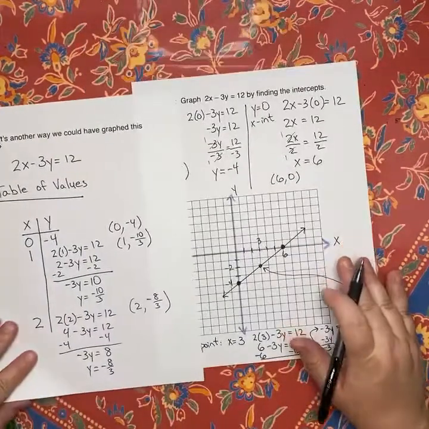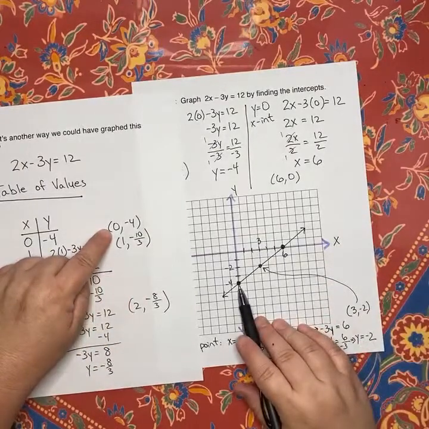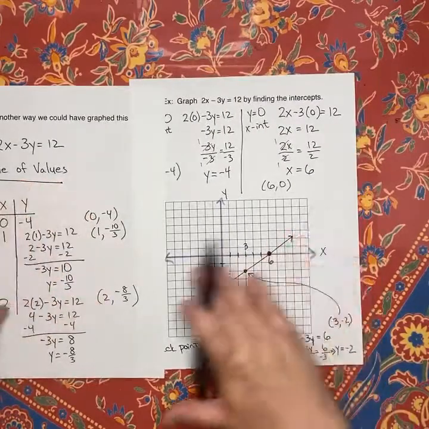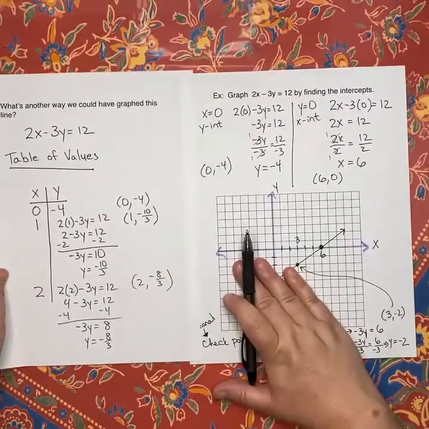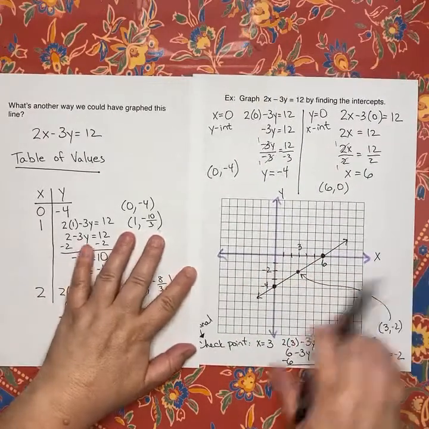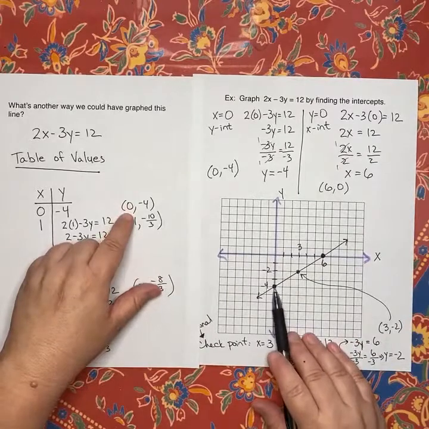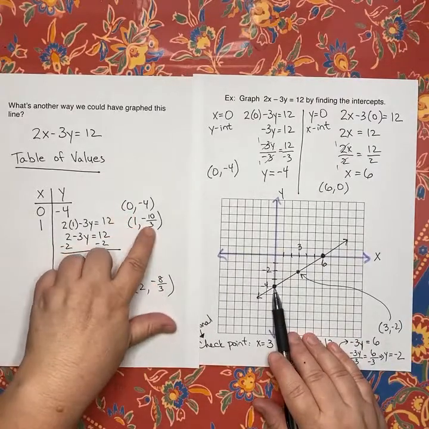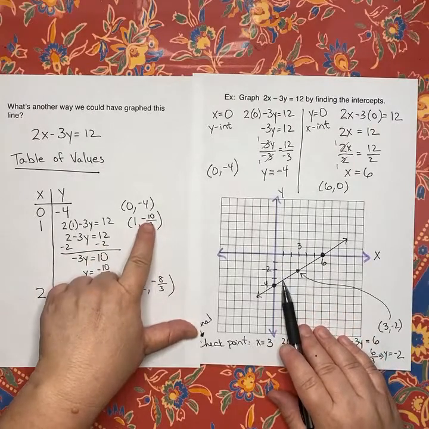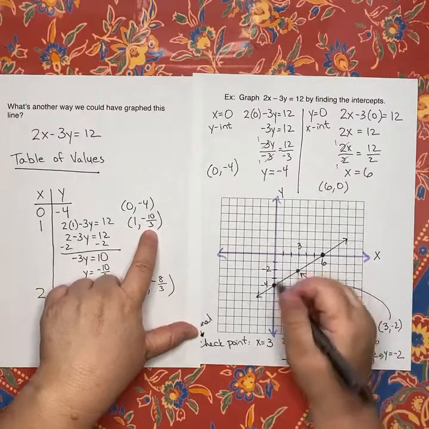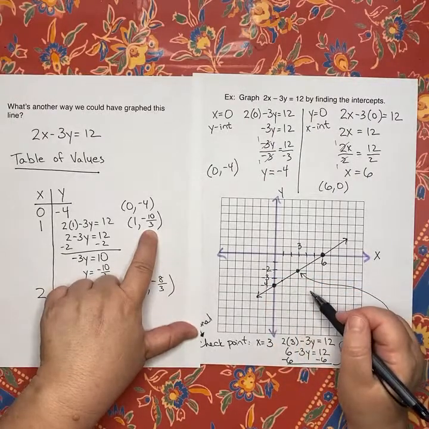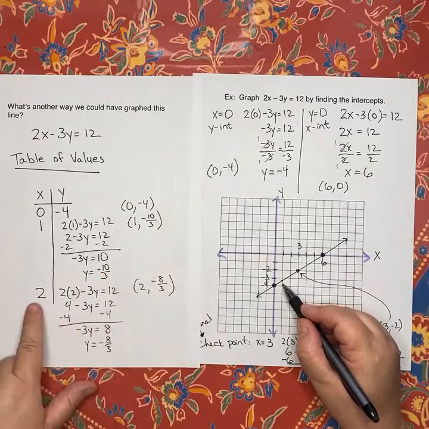And in fact, let me show you where these points are. (0, negative 4) is right there. Working with mirrors is not my favorite thing. There we go. So (0, negative 4) is right there. Where is (1, negative 10 thirds)? Well, if we go to x equals 1, negative 10 thirds is a little bit more than negative 3. So that's that point right there. And then what happens when x equals 2?